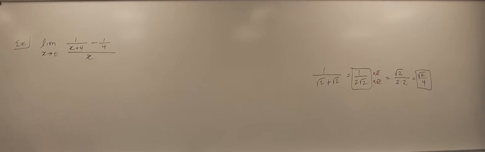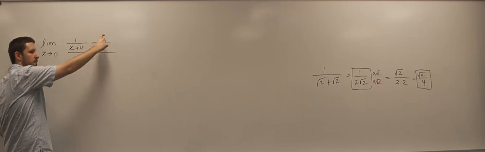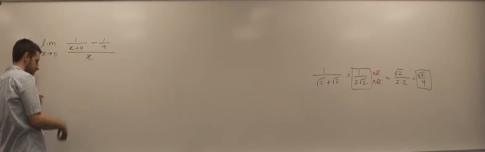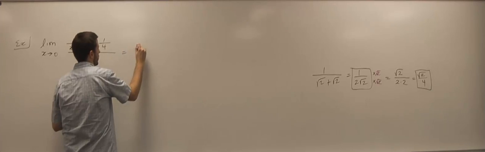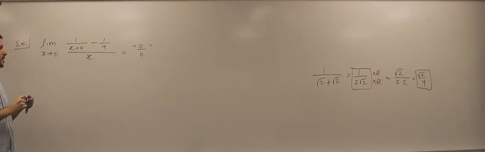So what happens with this guy? What's the problem when you plug in 0? 0 over 0 again, right? Because on top it'll be 1/4 minus 1/4, which is 0. On bottom it'll be 0. What do you think we do with this?